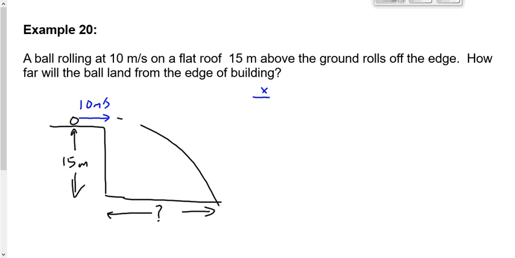Let's analyze the x component now. The x component is described by which equation? Always. It's got to be this one. It has to be, because it's constant velocity. v equals delta d over delta t, yeah. And now let's write down the other one.